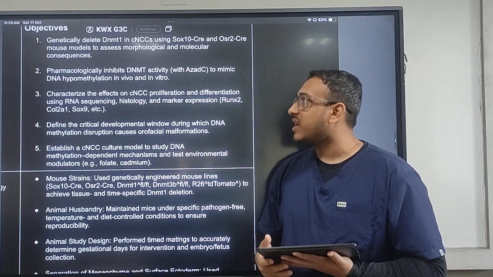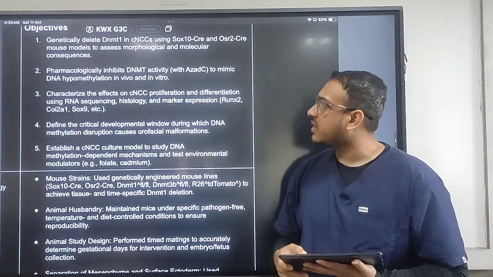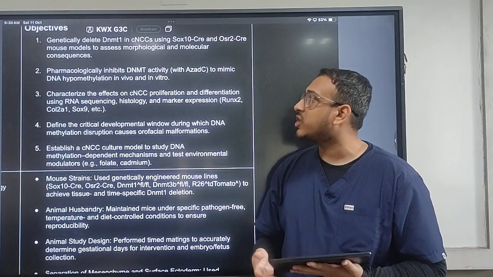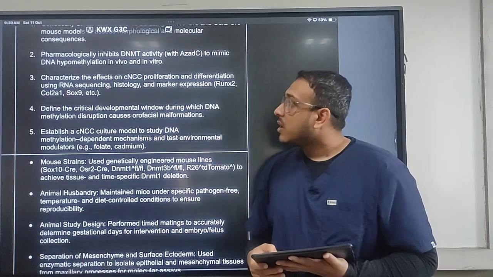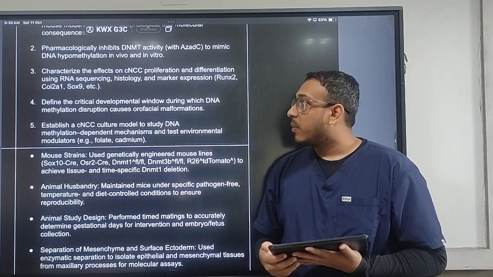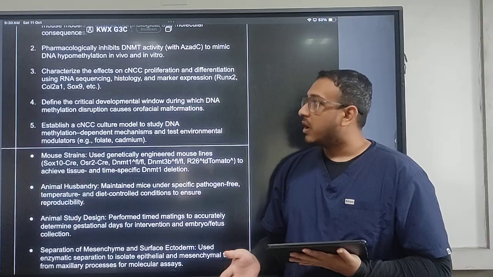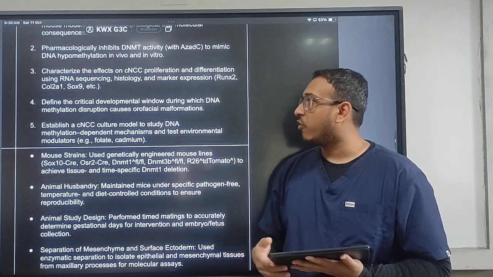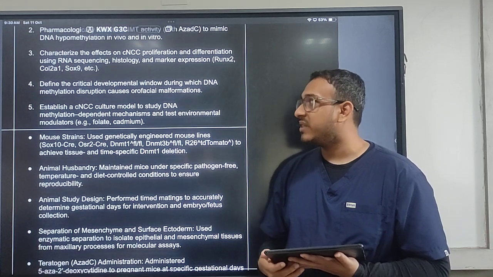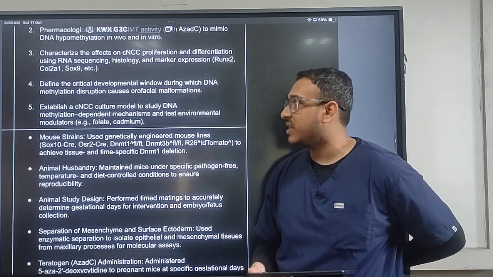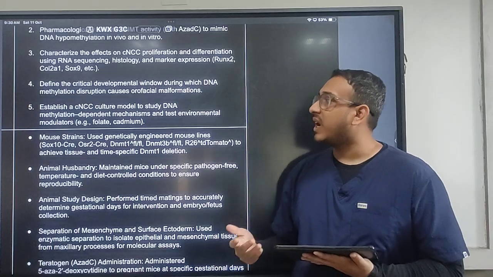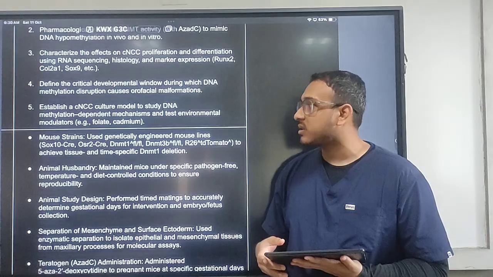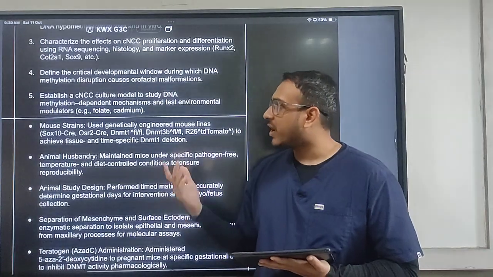They then characterized the effects on CNCC proliferation and differentiation using RNA sequencing, histology and marker expression. They then defined the critical developmental window during which DNA methylation disruption will cause the orofacial malformation. And finally, they established a CNCC model to study DNA methylation dependent mechanisms and test environmental modulators, for example, palate and cadmium.